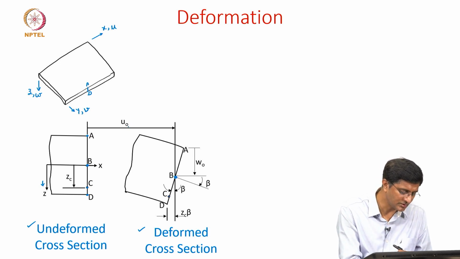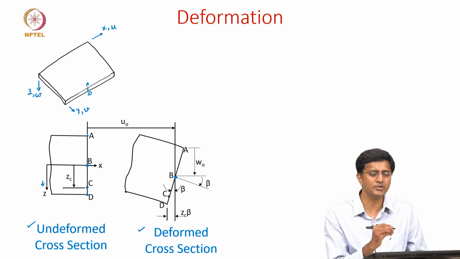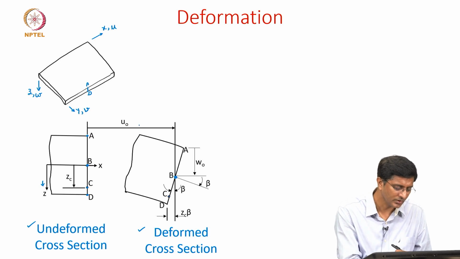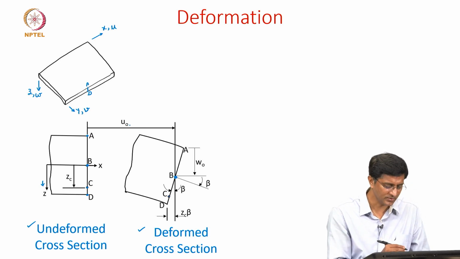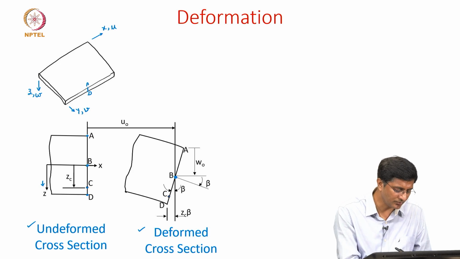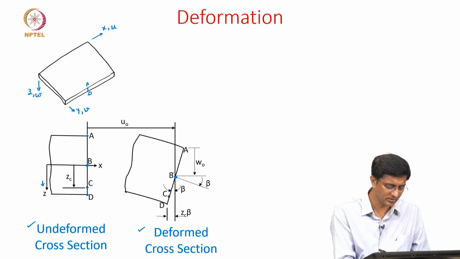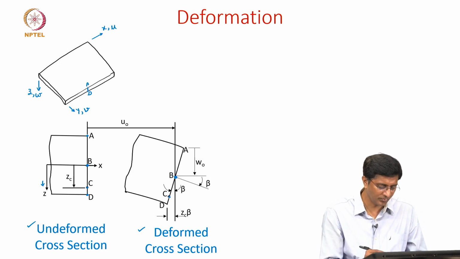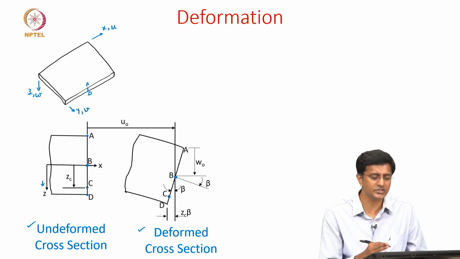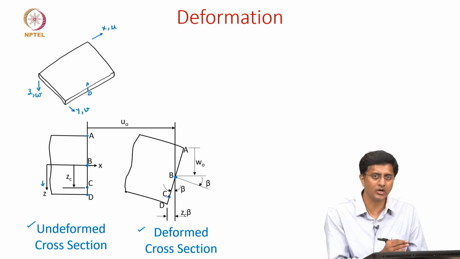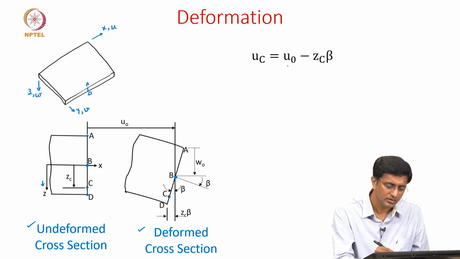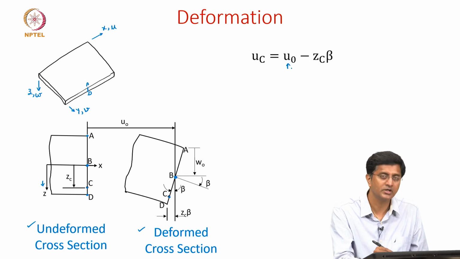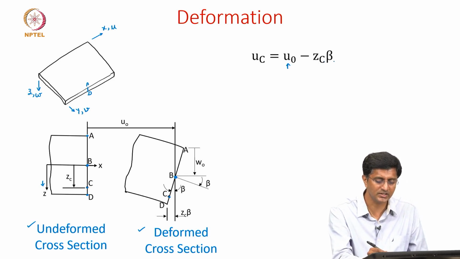So you notice that there is a subscript of naught. This subscript is used to denote that we are discussing the mid surface. So the 0 here means mid surface. So u naught is the displacement of this point B along the x direction. Now let's focus on this point C in the deformed configuration. How can I know the displacement of this point C along the x-axis? That can be written, in terms of the mid surface displacement, as u naught minus zc times beta.